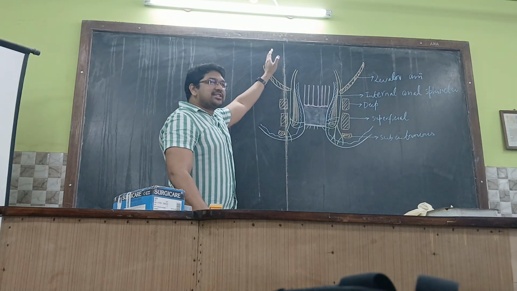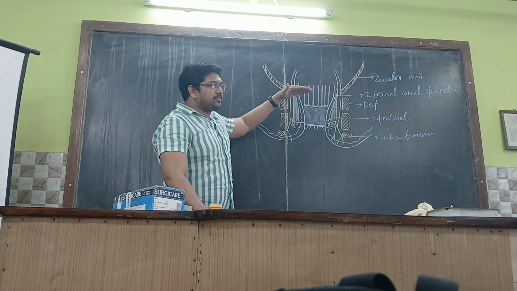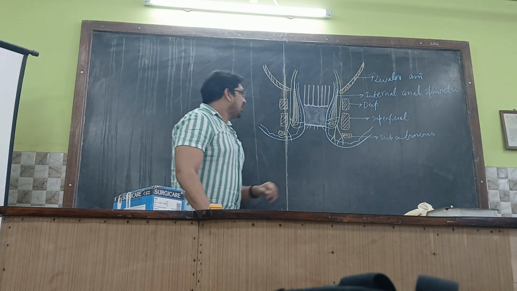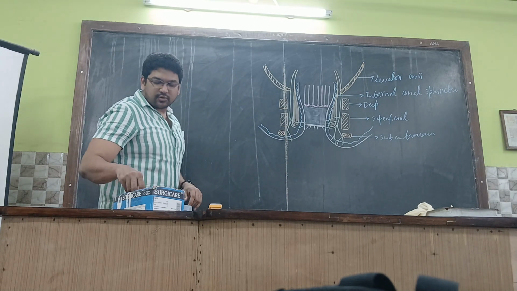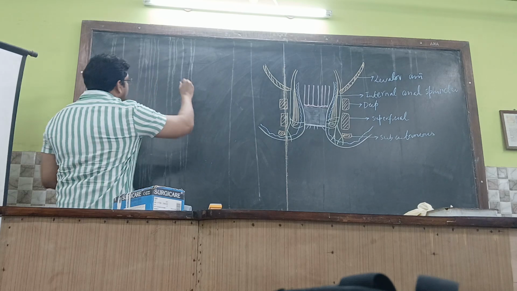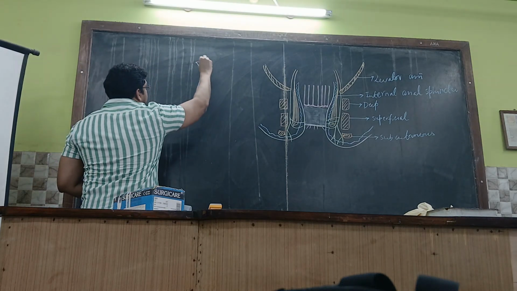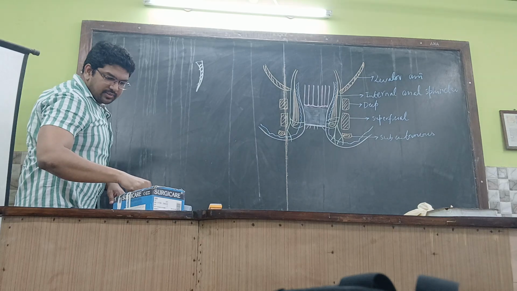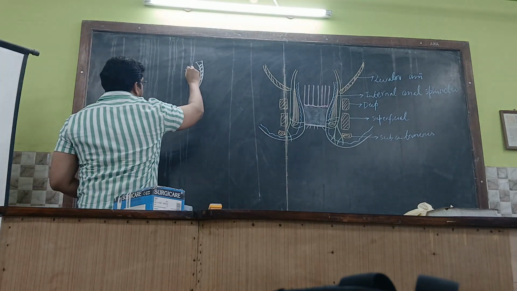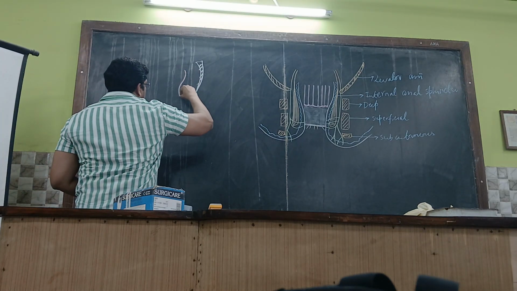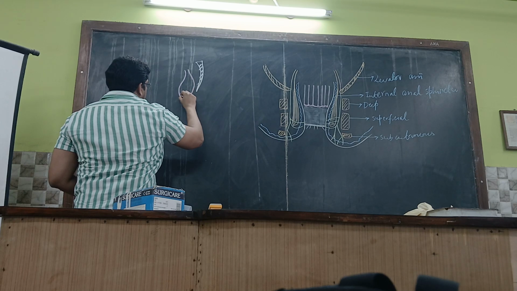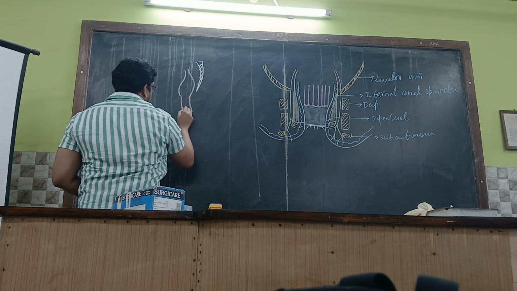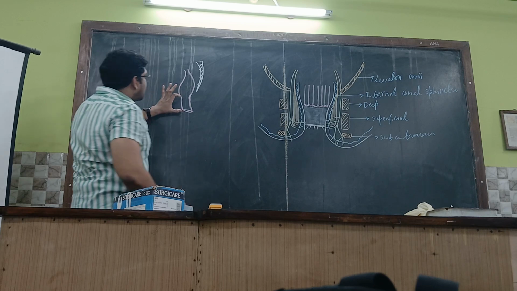Okay. So next to the sigmoid colon will be the rectum. After the rectum, there will be the anal canal. Okay, the anal canal. Anal canal is situated from where? First of all, this is the sacrum over here, for example. The rectum will be till this part. And this is the anal canal.